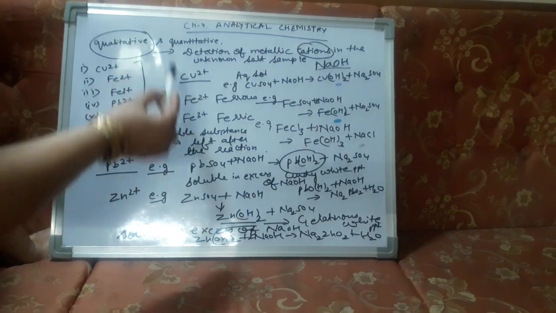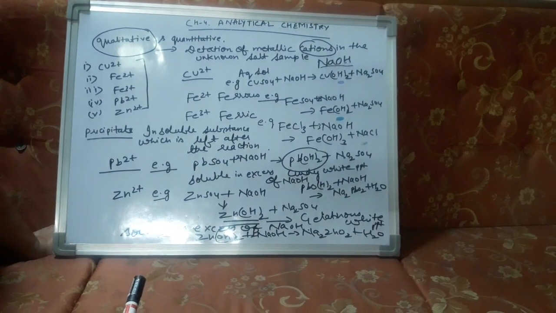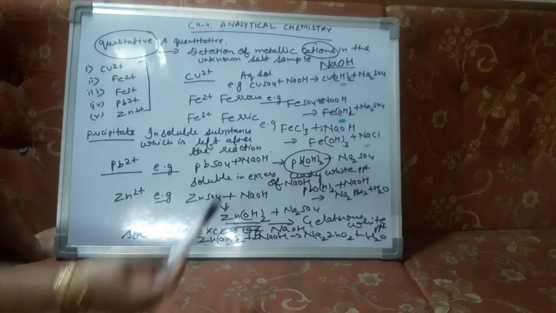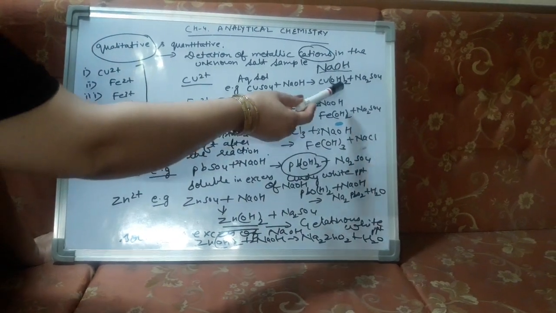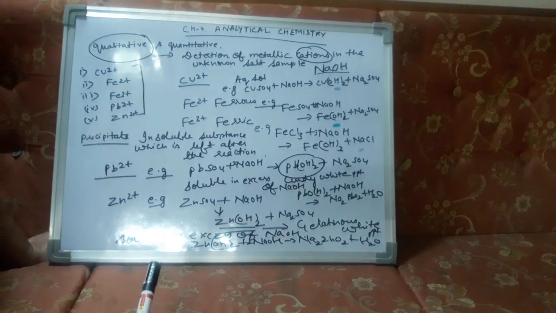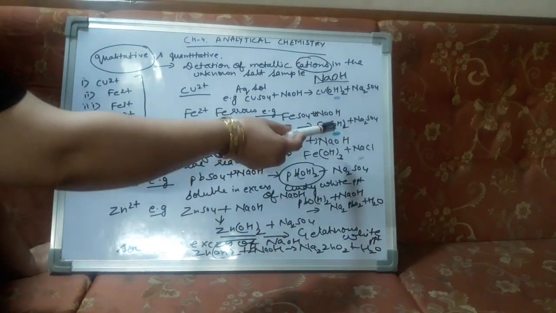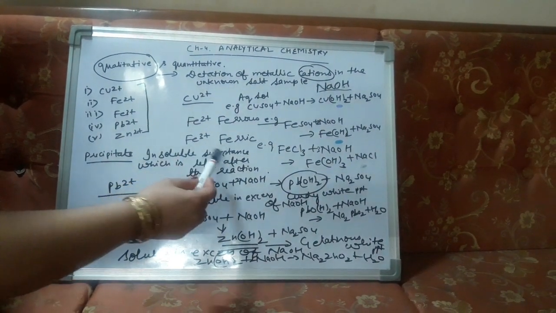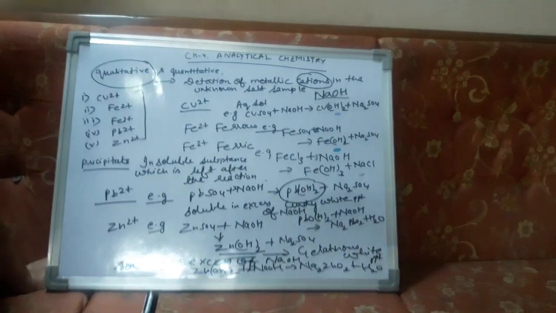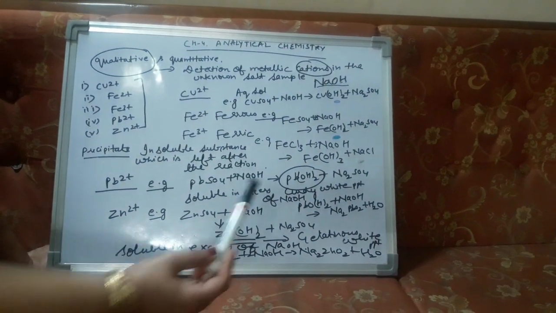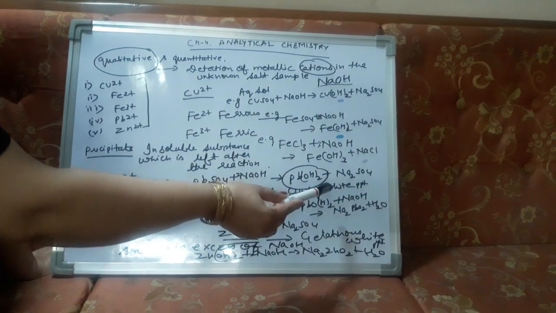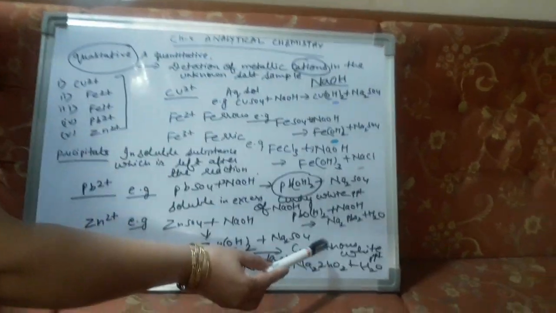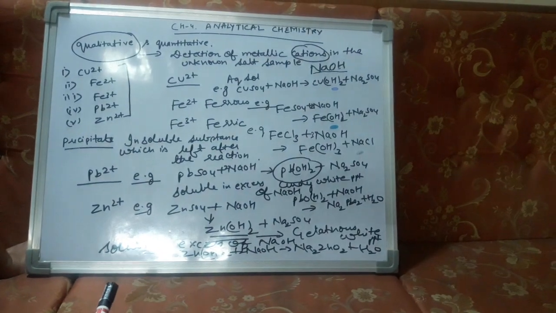So this is how we can find out these metallic cations in the unknown salt sample. Again I am revising the color of the precipitate. For copper cation, the precipitate color is blue, insoluble in excess of NaOH. Ferrous cation, the precipitate is dirty green, insoluble in excess of NaOH. Ferric cation, the color of the precipitate is reddish brown, insoluble in excess of NaOH. Lead cation, curdy white precipitate, soluble in excess of NaOH. And zinc cation, gelatinous white precipitate, soluble in excess of NaOH.